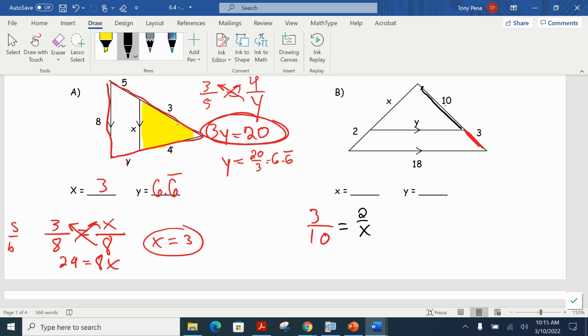All right, Myrna. How'd you set yours up, Myrna? I did 10 divided by 18 equals y over 3. Do your X. Give me the one you set up for X. X over 2 equals 10 over 3. Good. So Myrna sees it as I would probably do it.